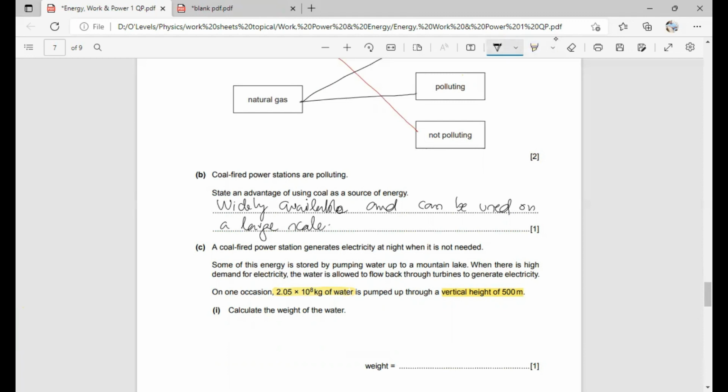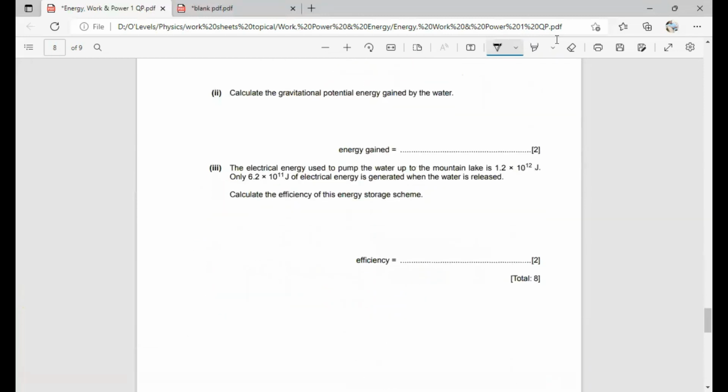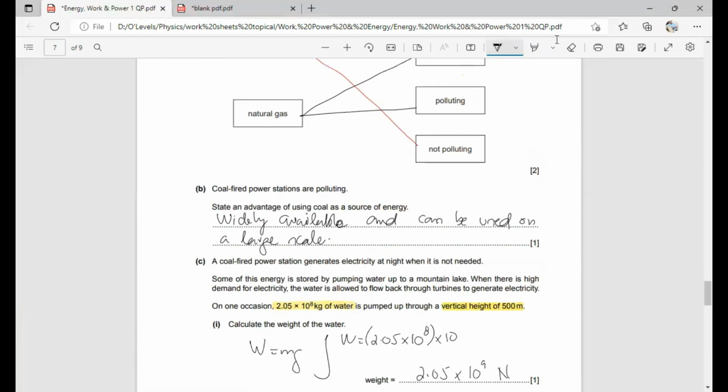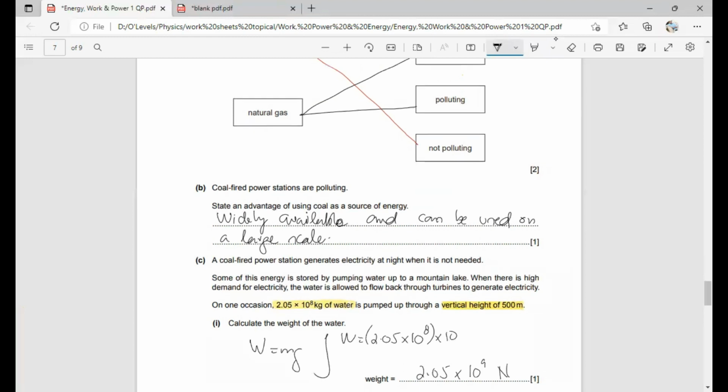So what is weight exactly? W is equal to mg. So W is equal to 2.05 exponential 8 multiplied by 10. Very simple. That is 2.05 exponential 9 newtons, which is 205,000,000,000. So we can use the exponential term to save our time.